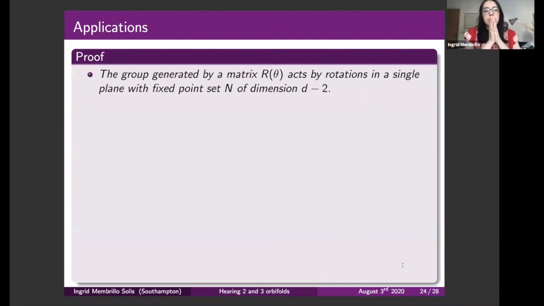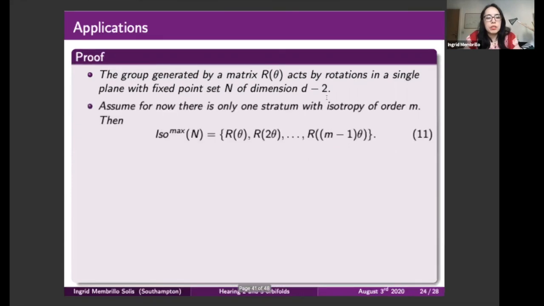So for that, the group generated by a matrix R_theta acts by rotation in a single plane, as we said, with a fixed point set M of dimension d minus 2. So our strata will have dimension d minus 2. For now, we will assume that we only have one stratum with isotropy of order m. Then it's easy to see that the isotropy of this single stratum consists of all the elements generated by this simple rotation, apart from the identity.